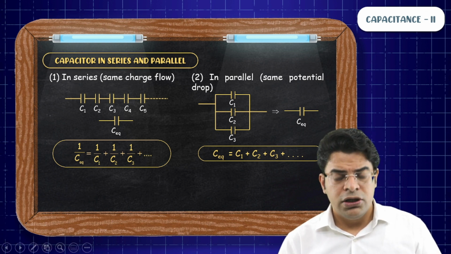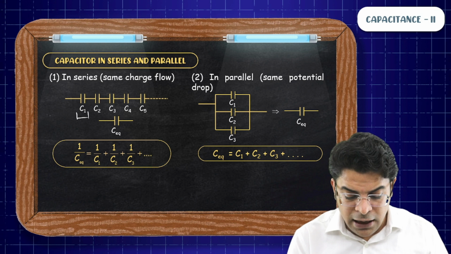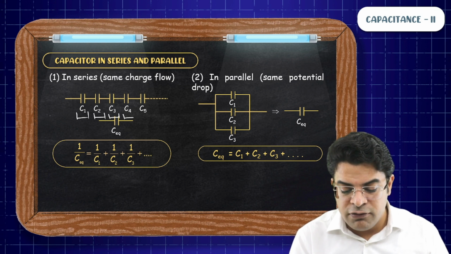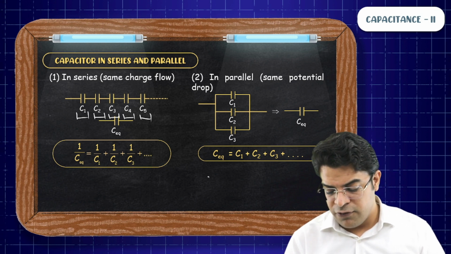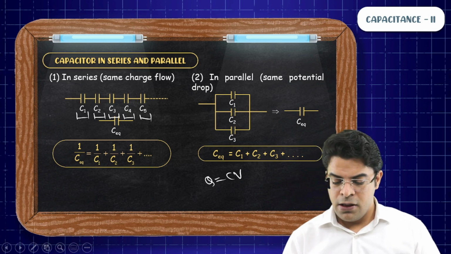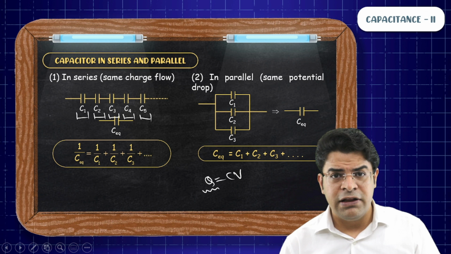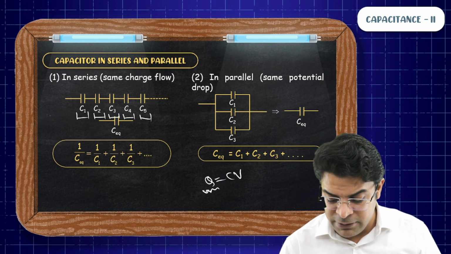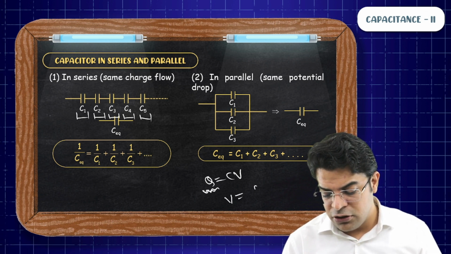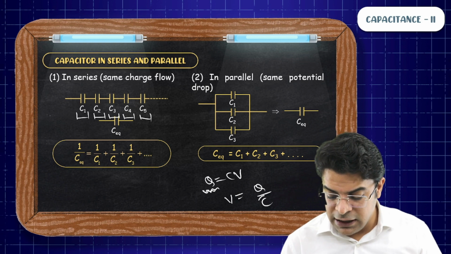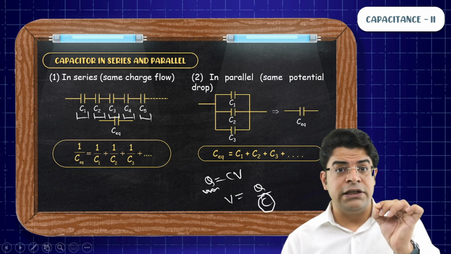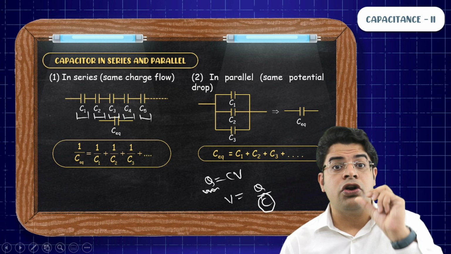Okay. So tell me, across which of these capacitors you will find more potential drop? Sir, from Q equals CV, all of them have same charge when they are connected in series. Yes, when they are connected in series, all of them have same charge. So potential drop equals Q by C. The capacitor of lower capacitance will have a higher potential drop across it.